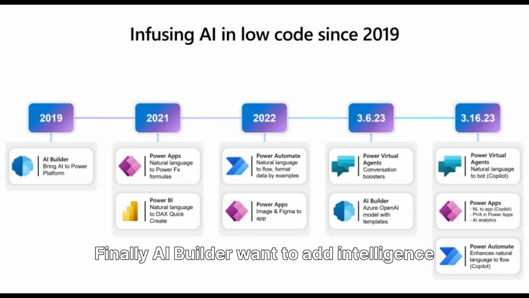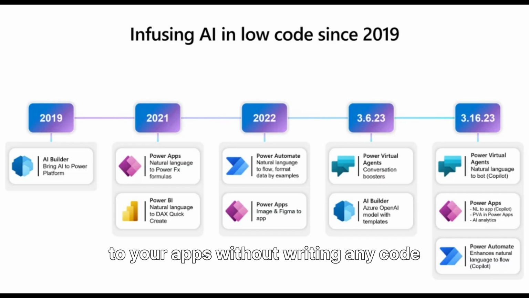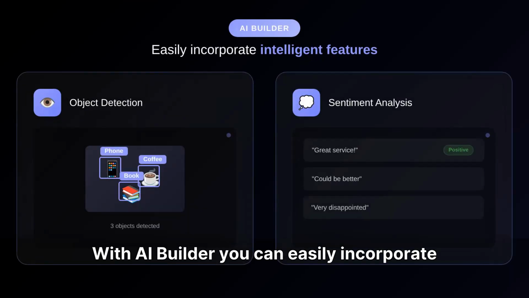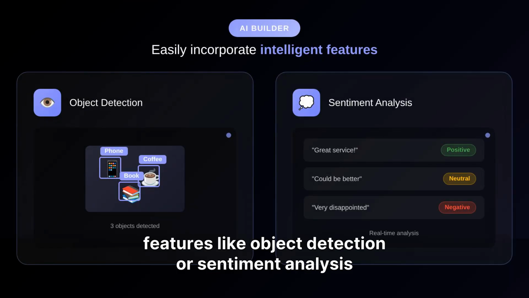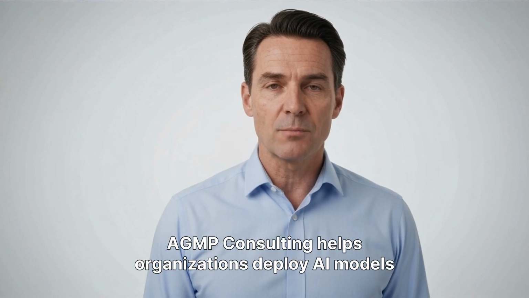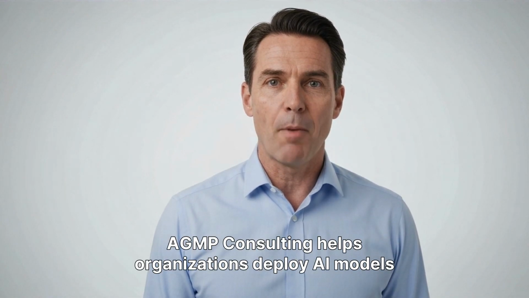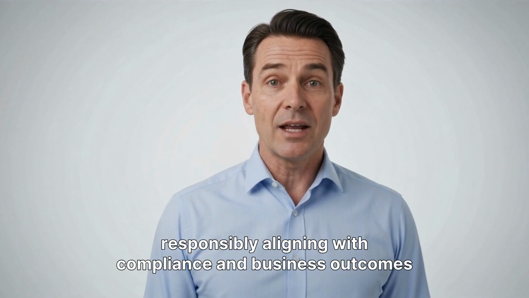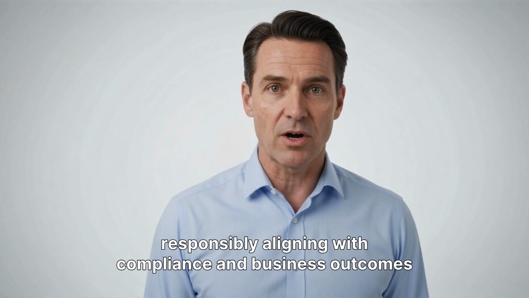Finally, AI Builder. Want to add intelligence to your apps without writing any code? With AI Builder, you can easily incorporate features like object detection or sentiment analysis. AGMP Consulting helps organizations deploy AI models responsibly, aligning with compliance and business outcomes.